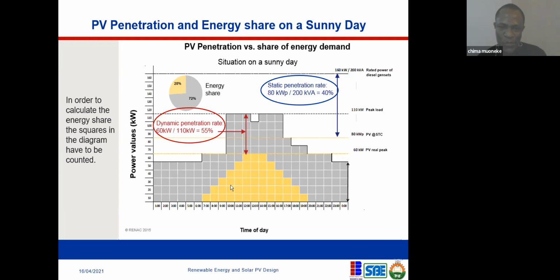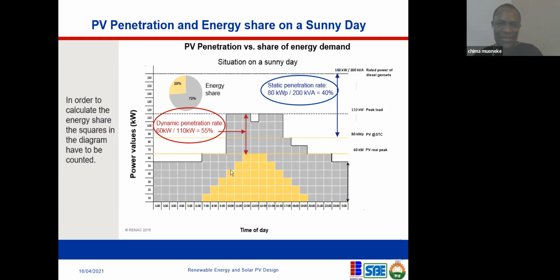So the question I asked, what will be the dynamic penetration rate at 10 a.m.? The value here, the solar output at that time is 40. The solar output at 10 a.m. is 40. So what will be the dynamic rate?